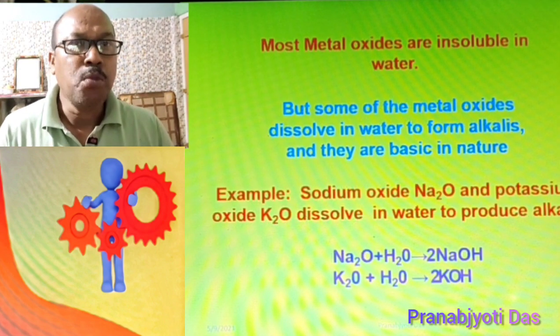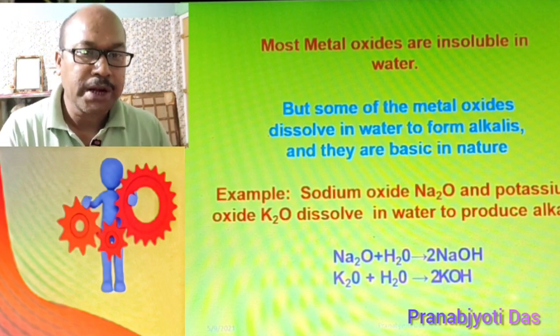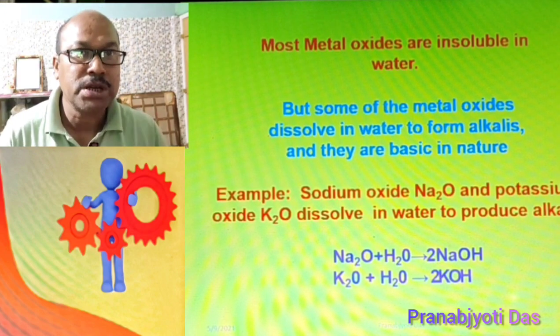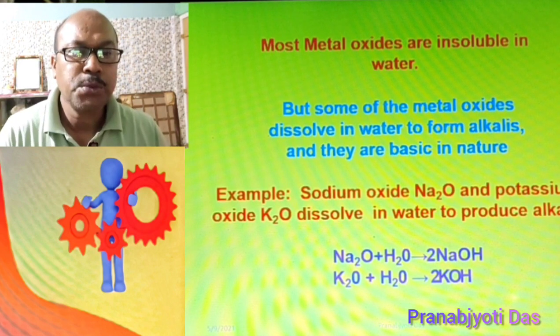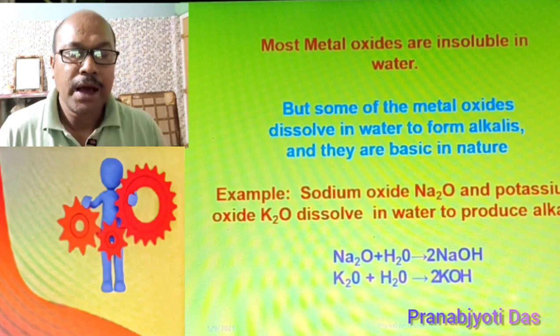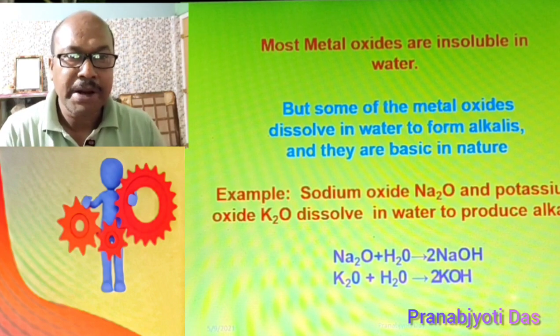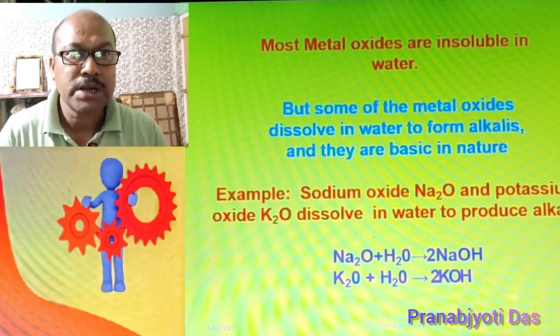Next we are saying most metal oxides, which are produced due to the reaction of metal and oxygen, are mostly insoluble in water. But there are some metal oxides which can dissolve in water. And if the metal oxides dissolve in water, they form alkali, and alkalis are basic in nature. Frankly speaking, metal oxides are basic. So metal oxides are basic oxides, but not all metal oxides dissolve in water. Some metal oxides dissolve in water and they form alkalis.